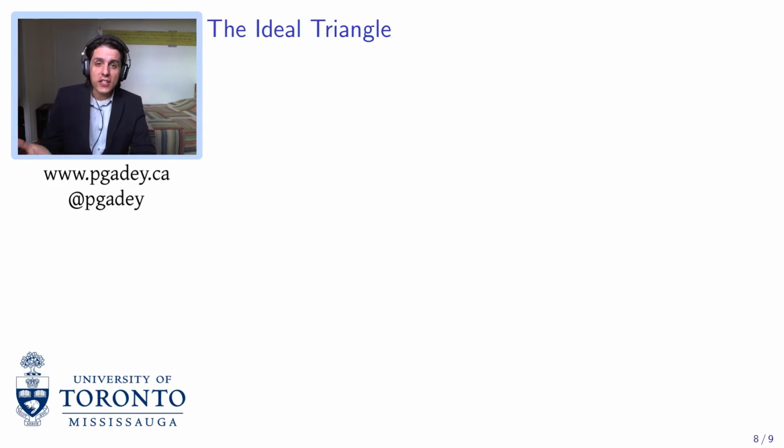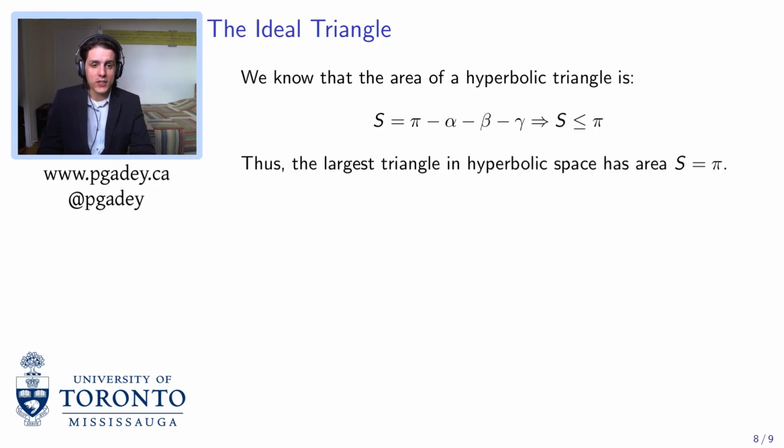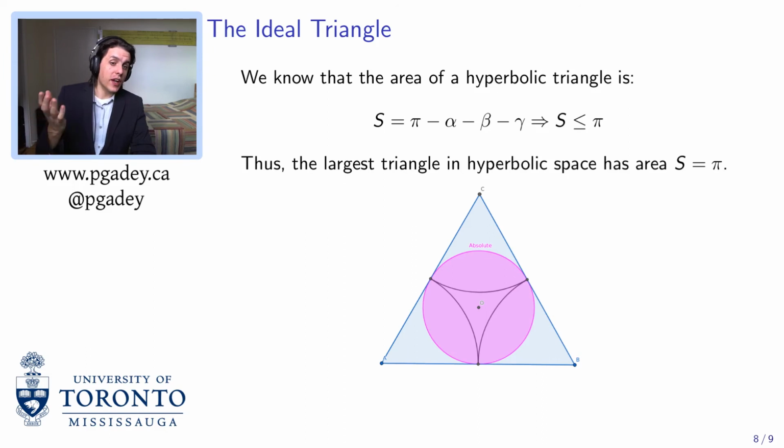So, a natural choice for the unit of area is what we call the ideal triangle. We know that the area of a hyperbolic triangle satisfies area is pi minus alpha minus beta minus gamma, and that tells us that as long as alpha, beta, gamma are positive, the area is going to be less than pi. And the largest triangle, therefore, in hyperbolic space has area exactly equal to pi.